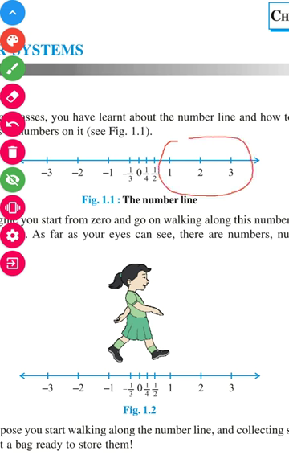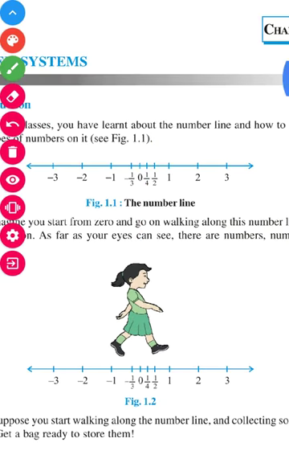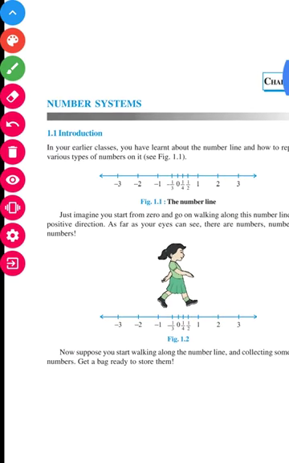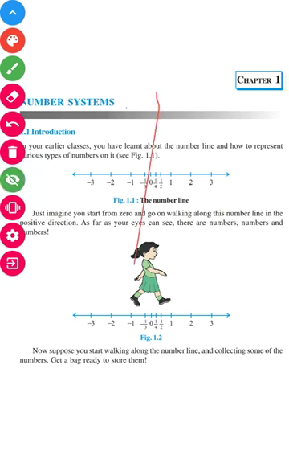The numbers you see here are the natural numbers, which start from 1 to infinity. When we add 0 to them, 0 to infinity are known as our whole numbers. When we add the negative numbers -1, -2, -3, then this whole line is called the integers. Here you can also see them. These are our integers.